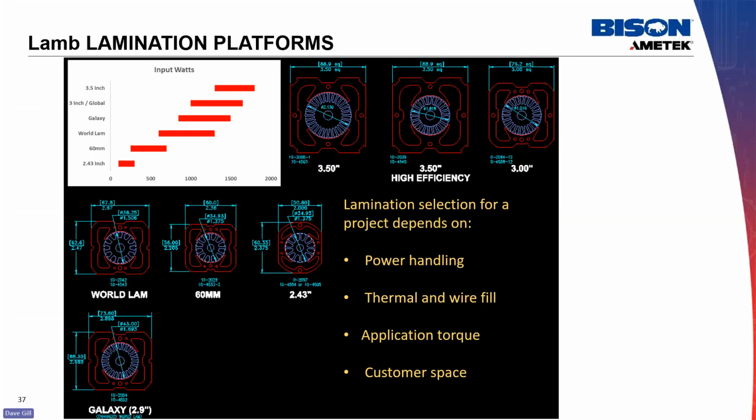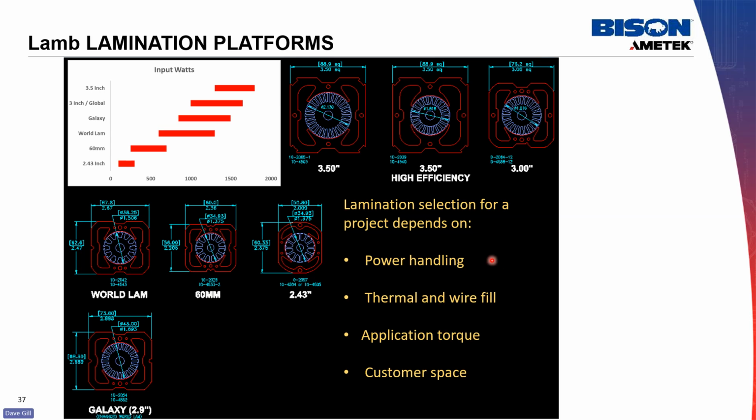Now, to accommodate a wider range of speeds, torques, and power levels, Bison has developed a comprehensive set of lamination core sizes to create optimal solutions for design challenges. These are all lamination sizes that we have in production. Well, if you're coming to us for a project, how do we pick which lamination set we want to use? Well, it depends on how much power you need to handle.